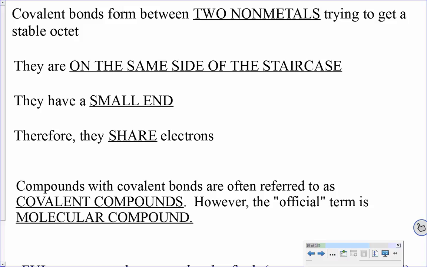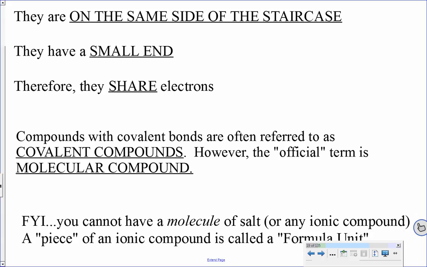So they're still trying to mimic that noble gas electron configuration, but what happens with nonmetals is they're both really good at pulling on electrons, so neither one of them wants to give up electrons. Since neither one's losing electrons, they're actually sharing them instead, and they're both able to claim them as part of that valence shell. This happens because there's a small electronegativity difference between these atoms, so therefore they share electrons.